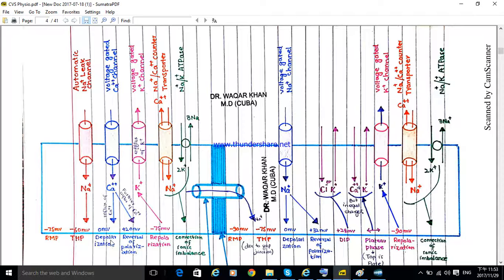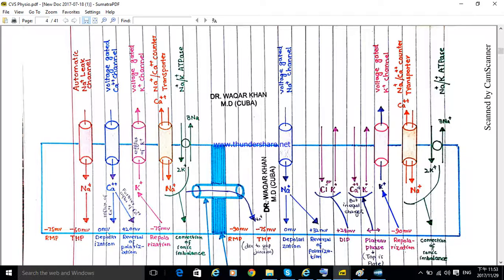When the inside of the cell becomes plus 20 mV, the calcium channel will automatically close. This stage is called reversal of polarization, meaning the original charge, which was negative, has been reversed to the opposite, which means it is positive. So from negative to positive it has been reversed. That's why it is called reversal of polarization.